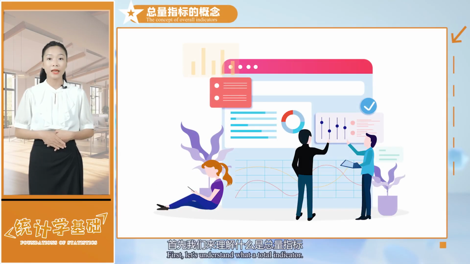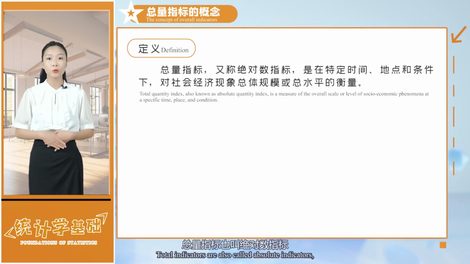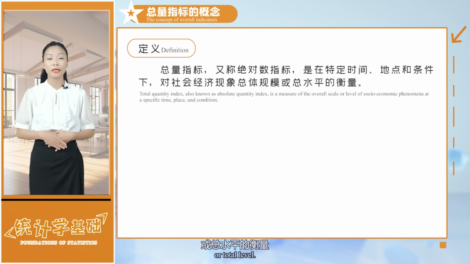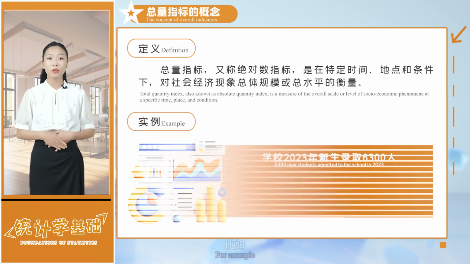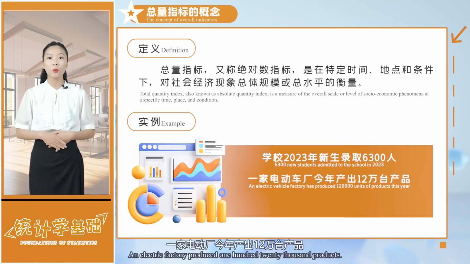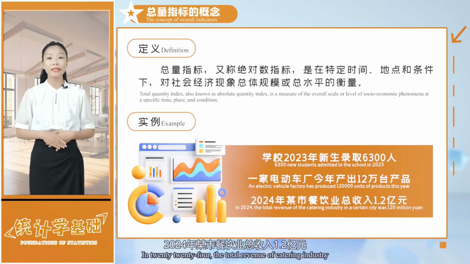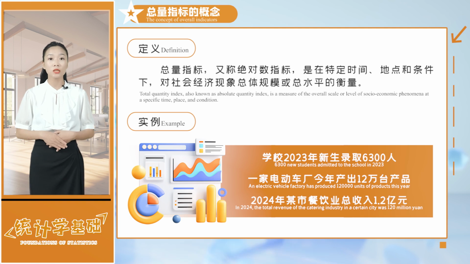First, let's understand what a total indicator is. Total indicators are also called absolute indicators. It refers to the overall size, or total level, of a social-economic phenomenon. For example, our school admitted 6,300 new students in 2023. An electric factory produced 120,000 products. In 2024, the total revenue of the catering industry. These numbers are typical aggregate indicators.